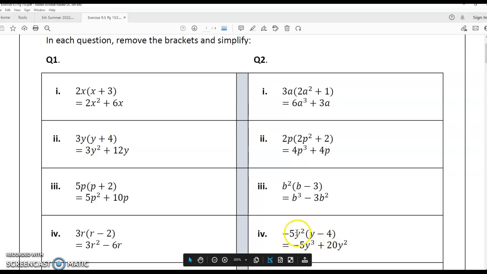Unlike signs, here, like signs, minus by minus gives plus. Like signs give plus. Number 5 by 4 is 20, and it's 5y squared by 4, so that's 20y squared. And that's the answer to that.